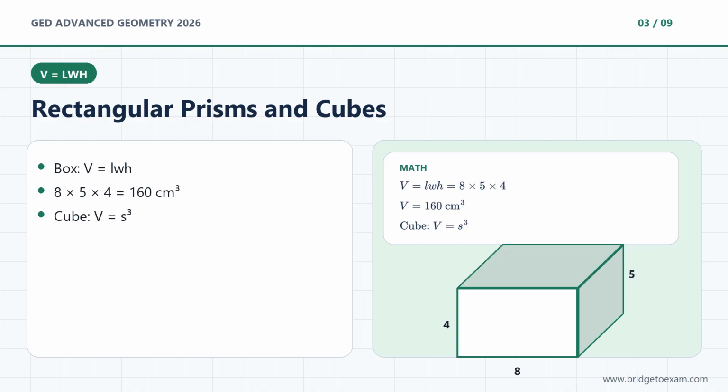A cube is just a special box where all sides are equal. So its volume is side cubed, s to the third power.